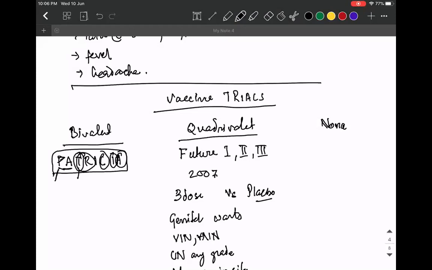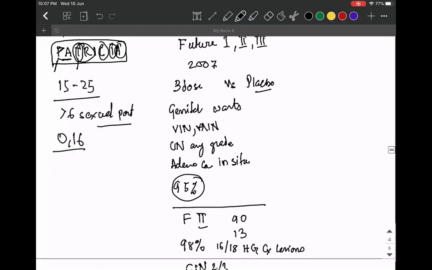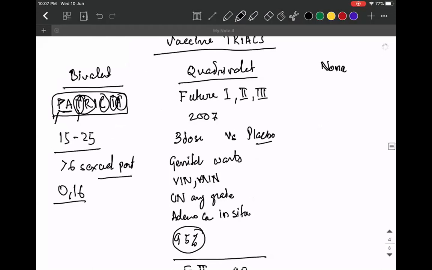Okay, so it was a randomized phase 3 study, again a double-blind study, and the strains of the viruses used were only 16 and 18, and women included were in the age group of 15 to 25, and the exclusion criterion was more than 6 sexual partners. The regimen was 0, 1, and 6 months.